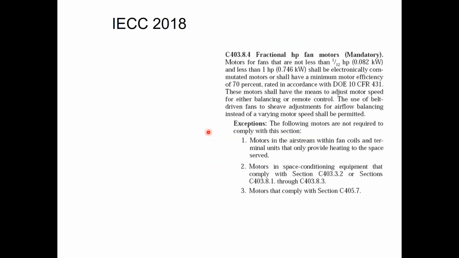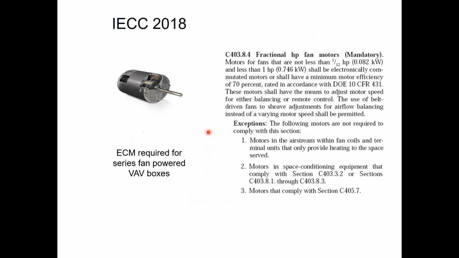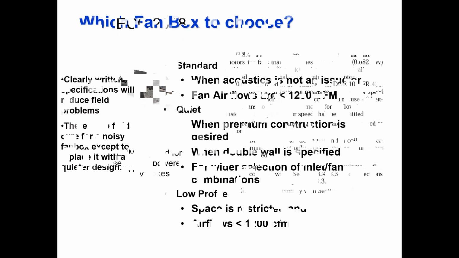Some of this debate has been ended because from a code standpoint, in the 2015 and 2018 IECC, series fan power boxes are required by code to have an ECM. Parallel boxes are not because they operate intermittently, but series ones have to have it. So you don't have to even have this debate anymore. You automatically have to put it in if it's a series box.